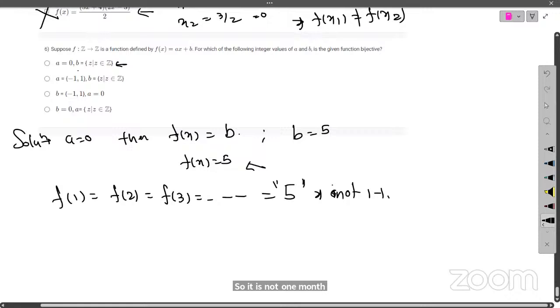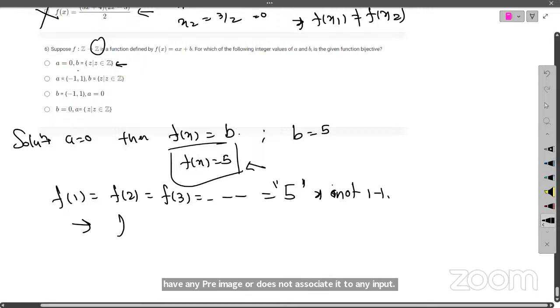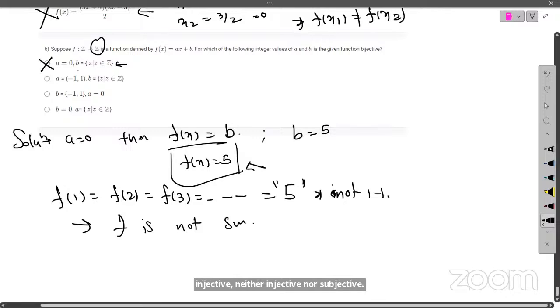Now about the ontoness. So here the function is f of x is equal to 5 and the codomain is the set of all integers, right? So that means only one number, only the integer 5 or only the integer b is taking the value, has the pre-image. All other integers do not have any pre-image or are not associated to any input. So that's why this function f is not surjective. So if I take option number A, if I select the values of a and b from option A, then my function is neither injective nor surjective. Okay, so this option is not correct. Is that fine, this explanation?